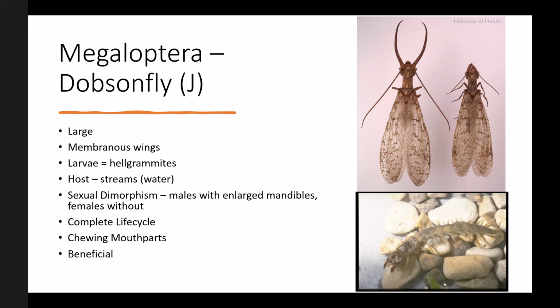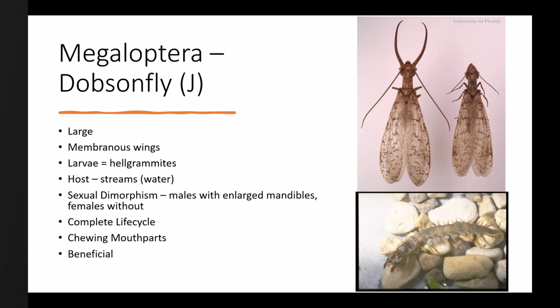A lot of people that do fishing will use hellgrammites for bait, but they're using a lure that is made like a hellgrammite. Their hosts are streams. They're found near bodies of water where they lay their eggs, and the larvae are predaceous in the water. They have chewing or mandibulate mouthparts, and they are considered beneficial. And they also exhibit something called sexual dimorphism. This is where the males and the females look different from one another.